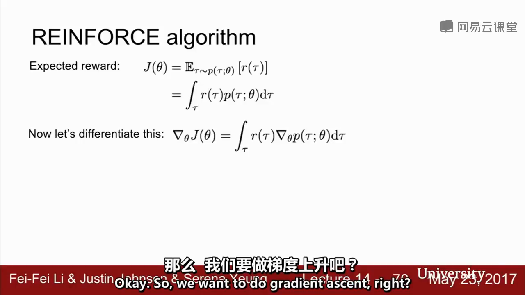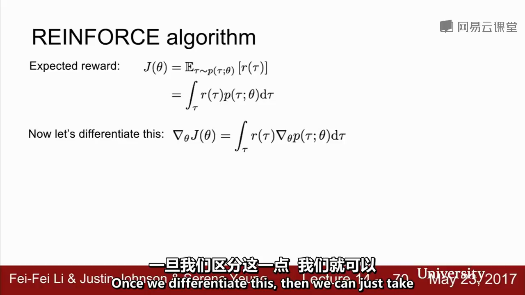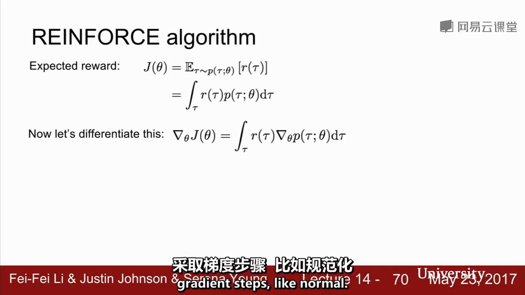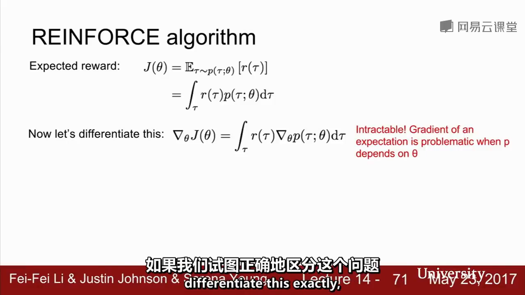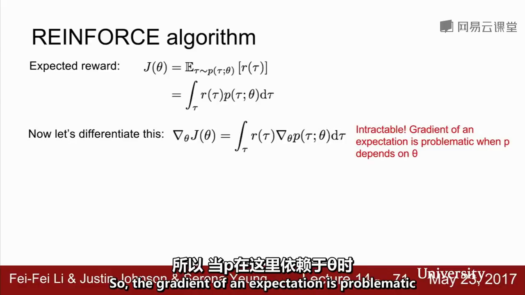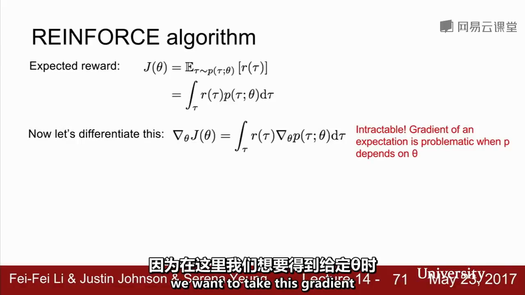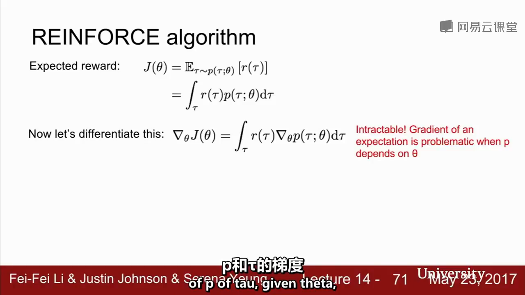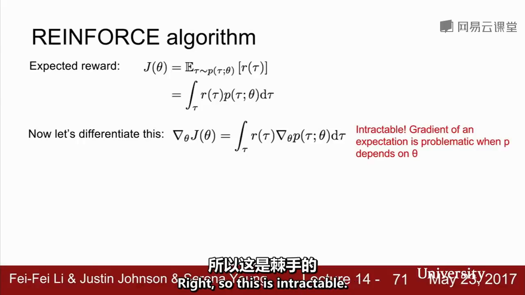Okay, so we want to do gradient ascent, right? So let's differentiate this. Once we differentiate it, we can just take gradient steps like normal. The problem is that if we try to differentiate this exactly, it is intractable. The gradient of an expectation is problematic when p is dependent on theta, because we want to take the gradient of p of tau given theta, and we have to take this integral over tau. So this is intractable.